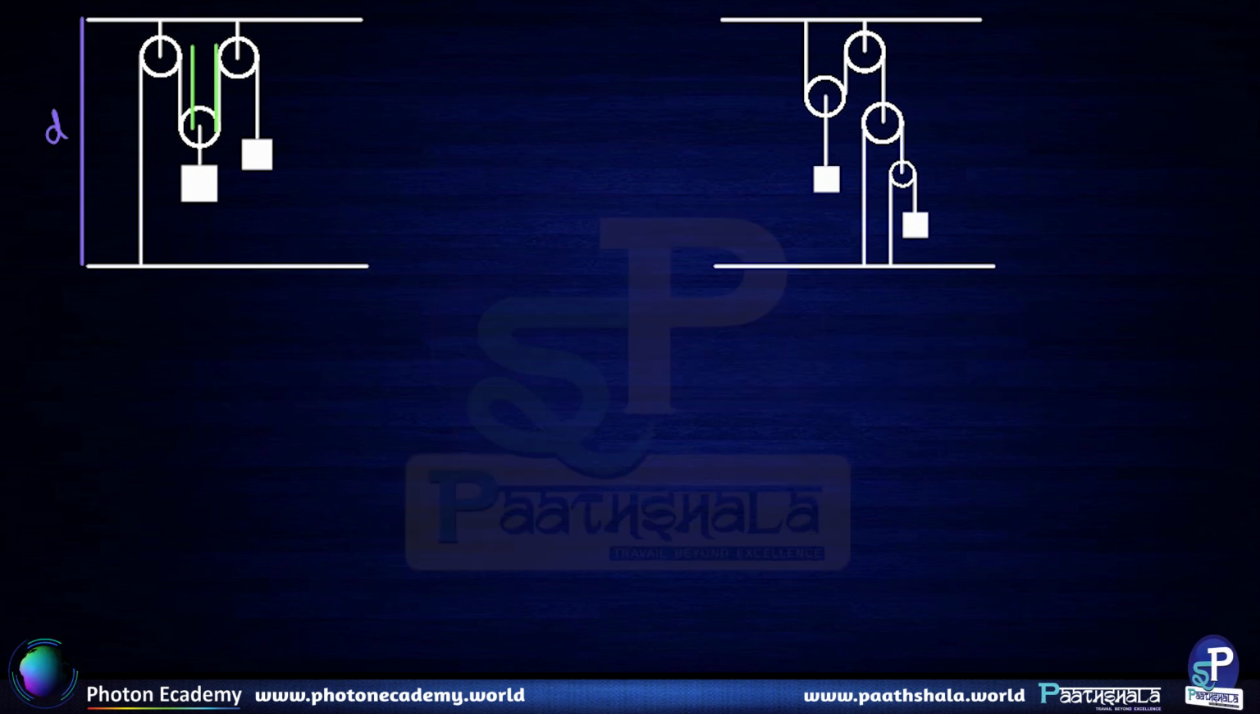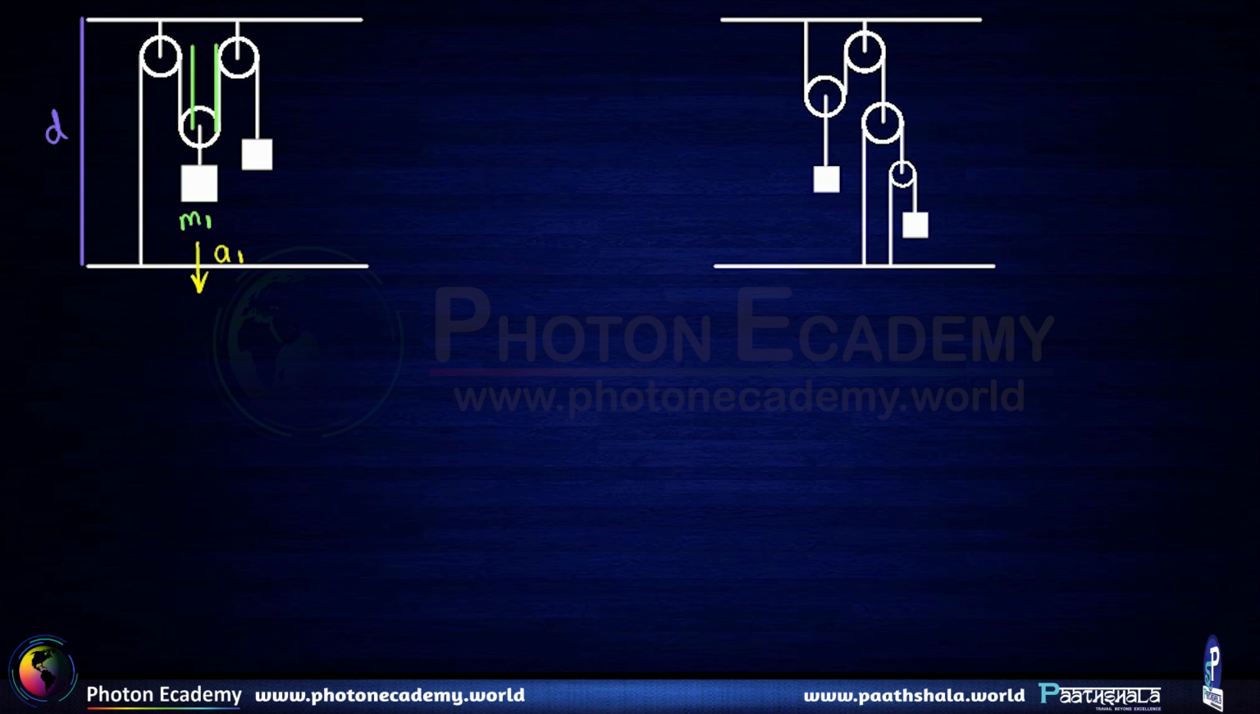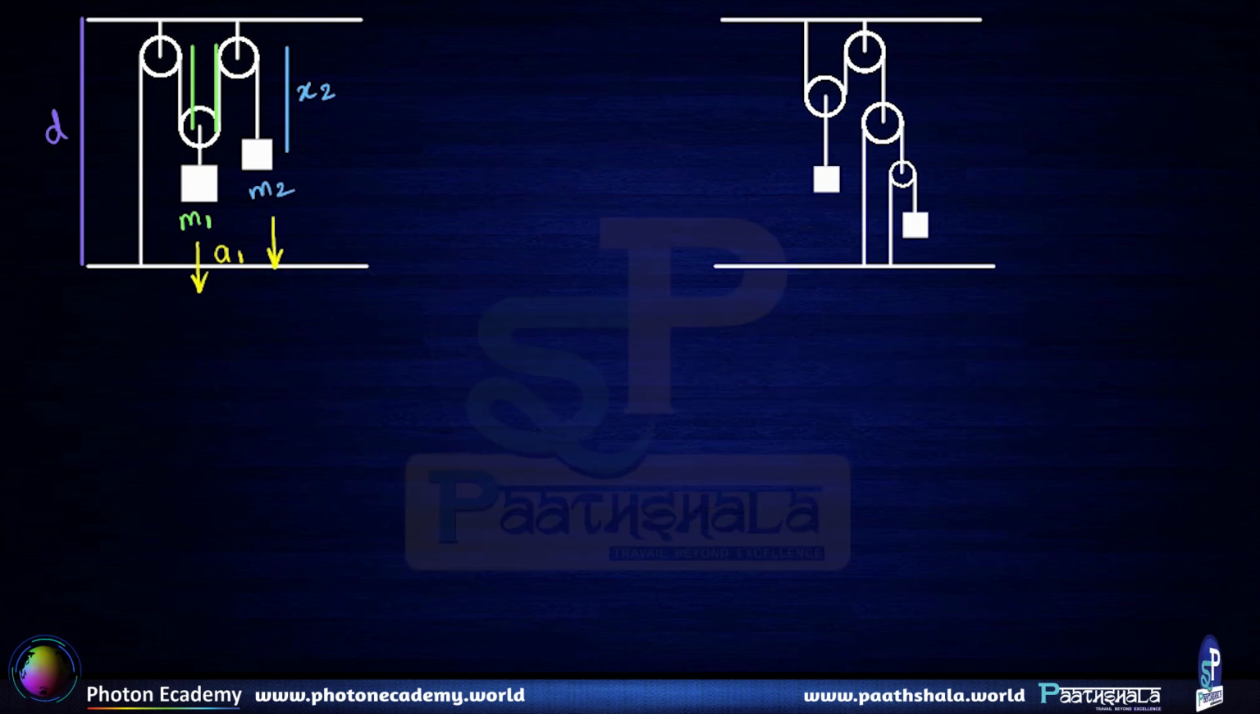I am labeling this as mass m1. We are going to take acceleration due to gravity in the downward direction, and we are going to take the acceleration of mass m1 also in the downward direction, that is a1. Now this length is nothing but x2. So this length is x2, this mass is m2, and the acceleration of the mass m2 is a2 in the downward direction. So this is how we set up and label the lengths in this particular question. So basically this is x1 and x1.